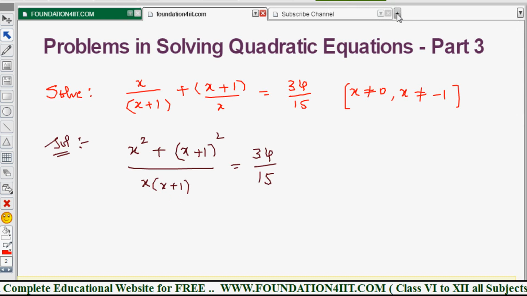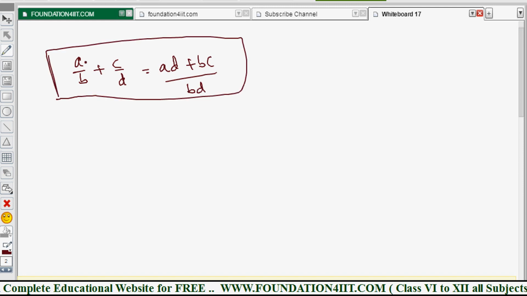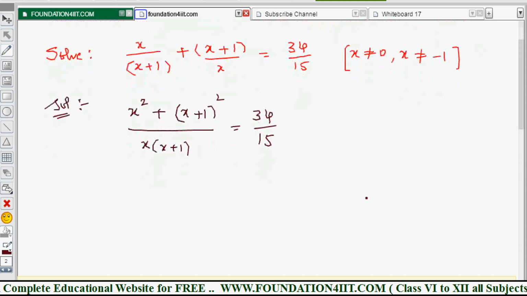If you need one more clarity, see once: a by b plus c by d. This value is AD plus BC by BD, right? So A into D plus B into C, divided by B into D. The same concept I applied here. Now I will simplify this entire expression.